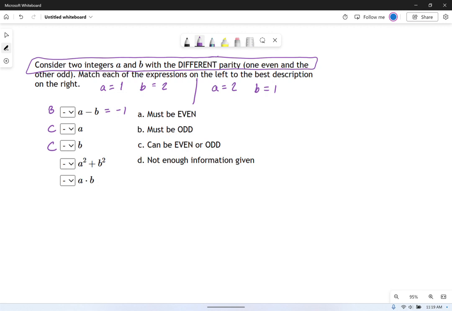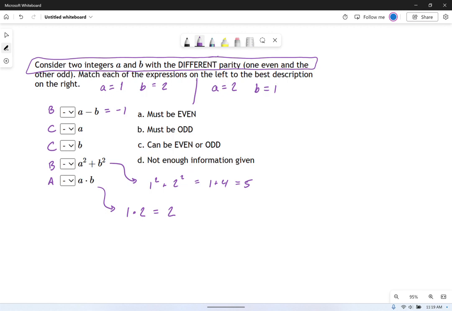So if I said a squared plus b squared, let's think about what that is. That's going to be 1 squared plus 2 squared equals 1 plus 4 equals 5. So that's odd. And then a times b, let's see what this is. That's 1 times 2, and that equals 2. So that's even.